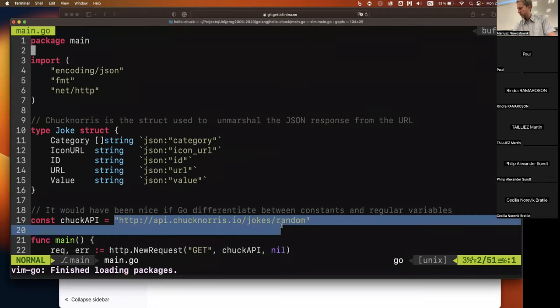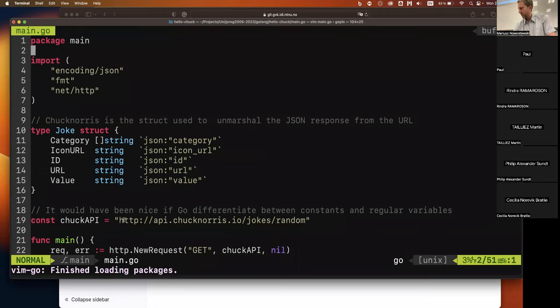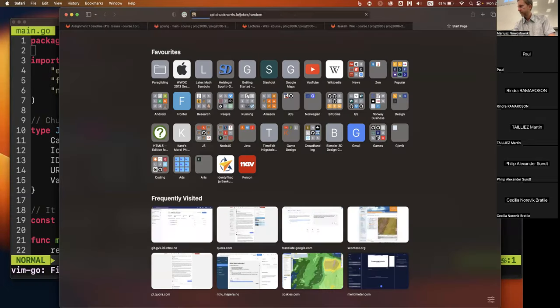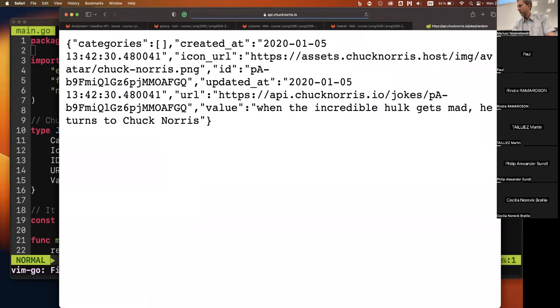If you go to that URL with curl or with your browser, you will see that it returns a JSON structure, right? If you go to this API with the GET request, it returns you a JSON. The JSON has a couple of fields: categories, created at, icon URL, and so on. And the last one is value. And the value is some sort of joke about Chuck Norris, right?